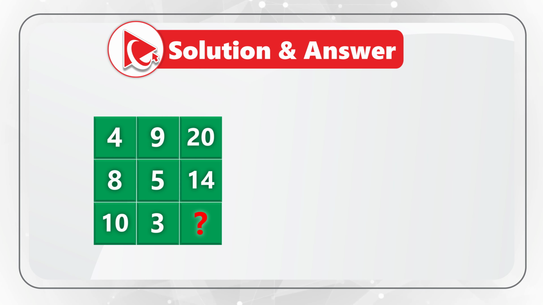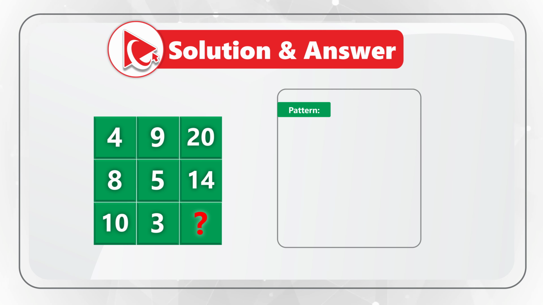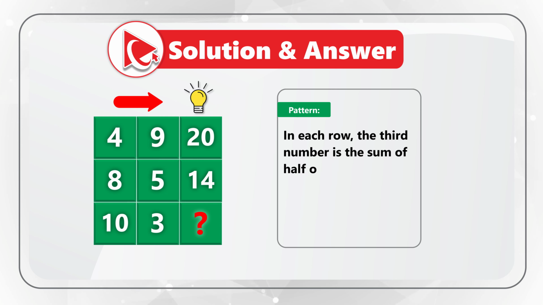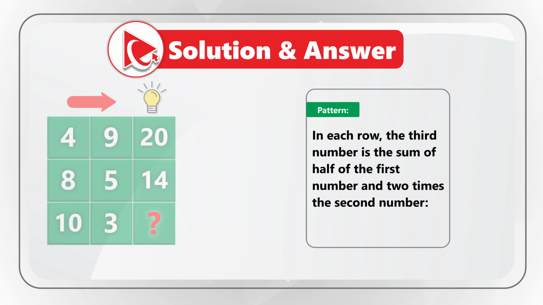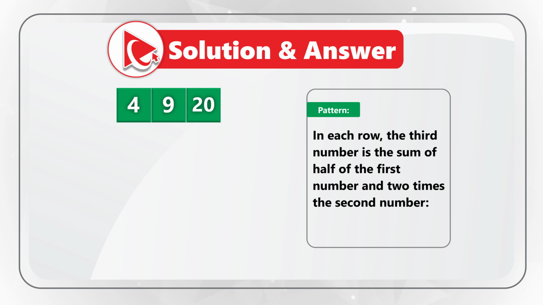And the pattern here is that the manipulation with the left and the middle number calculates the right column's number. Basically, in each row, the third number is the sum of half of the first number and 2 times the second number. Let's look at the specific calculations. The first row has numbers 4, 9, and 20.